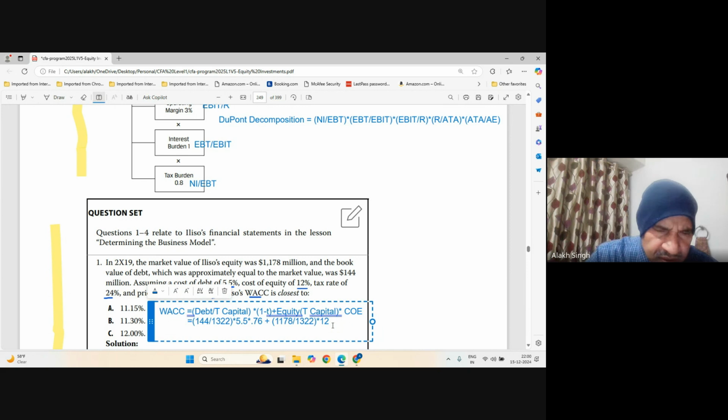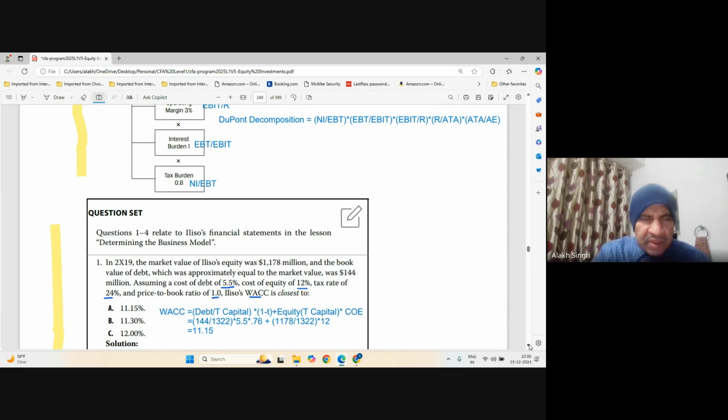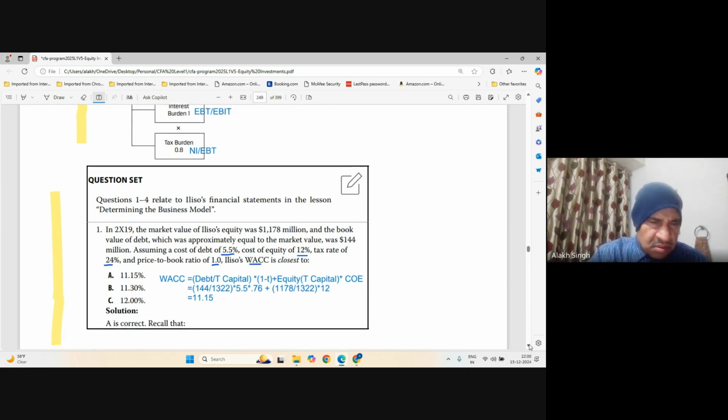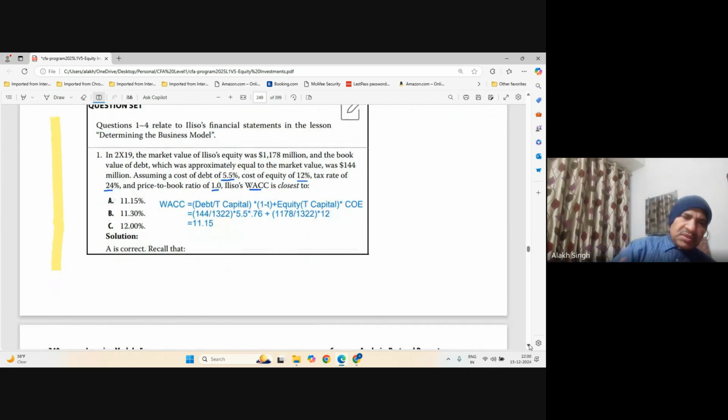So 11.15. Very good. So A is the answer, which is equal to 11.15. Okay, A is the answer. So that's how you calculate WACC. I have calculated this in my actual equity research report, so you will see it there also.